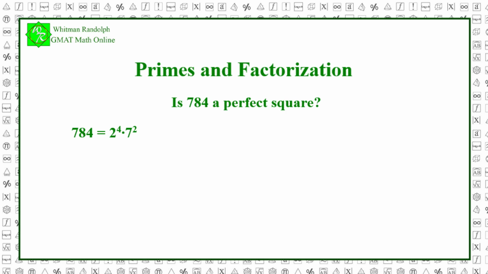Thus, we simply divide these exponents by 2 to get the square root of 784. Square root of 784 equals 2 squared times 7, and that equals 4 times 7, which equals 28.